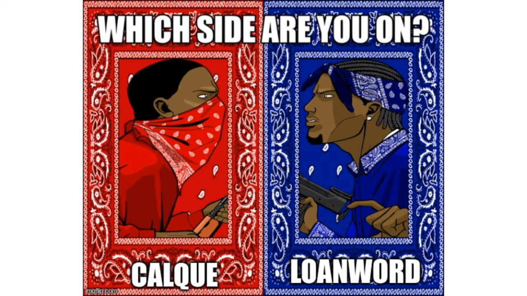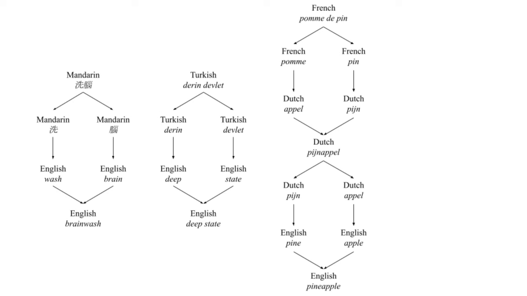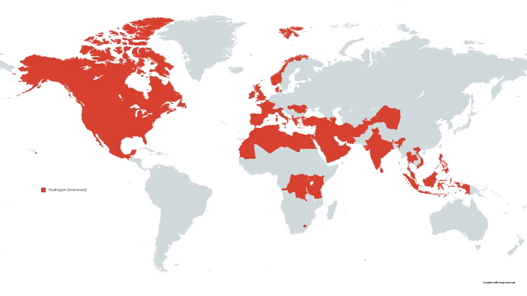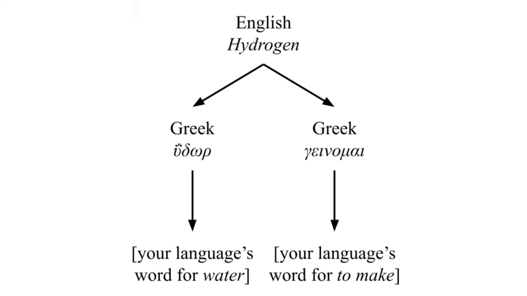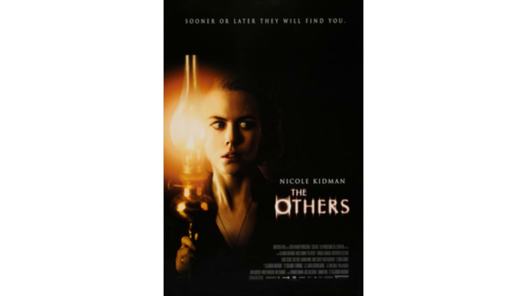Loanwords and calques. Loanwording is when you steal another language's word for something, like when we stole the word calque from French, and calquing is when you take the literal translation of another language's word and use it to mean the same thing as that language, like when we calqued the word loanword from German. These languages have loaned the word hydrogen into their own language, and their word for hydrogen is just hydrogen, or whatever you call it. These calquing languages, whose word for hydrogen literally translates into makes water or makes up water, are displayed here. And finally, the most interesting ones, the others, which is why I made this video.